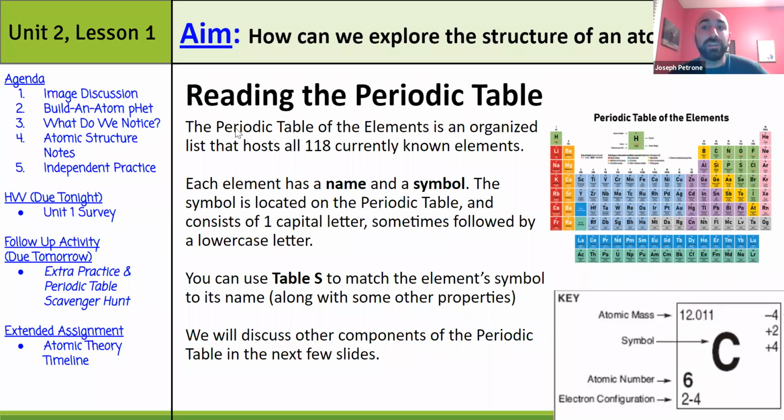Each element has a name and a symbol. So the symbol is what we see on the periodic table, and of course we do that to keep it smaller. Like if I had all the names of all these elements out here, it would get a little crazy.